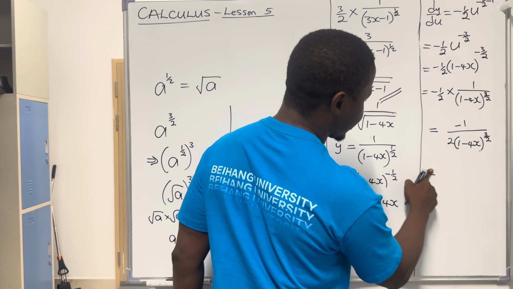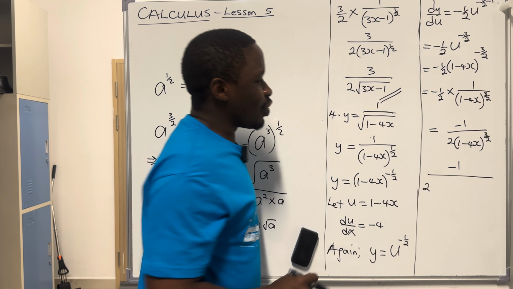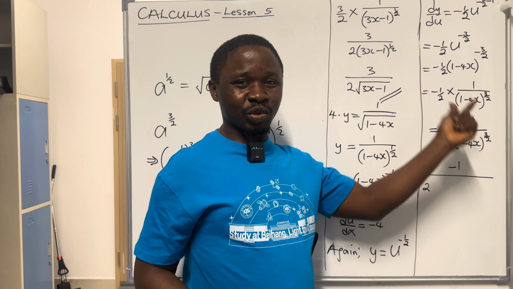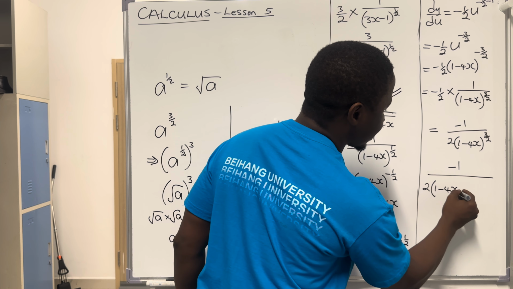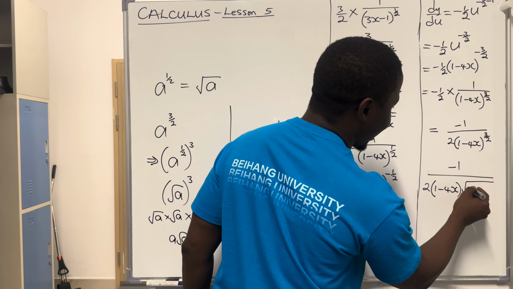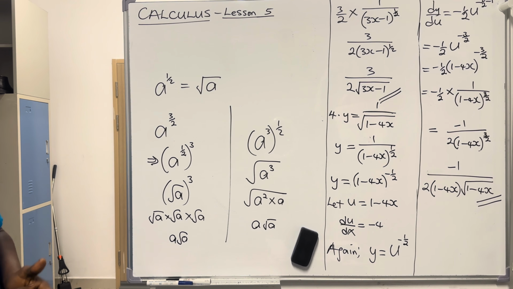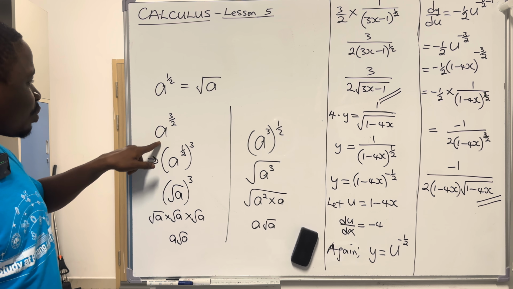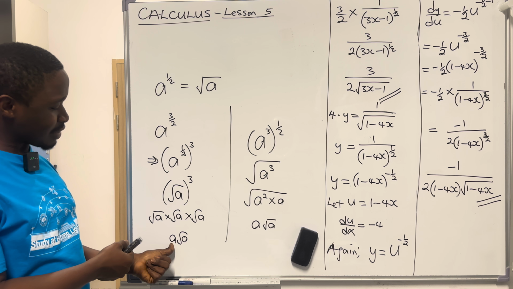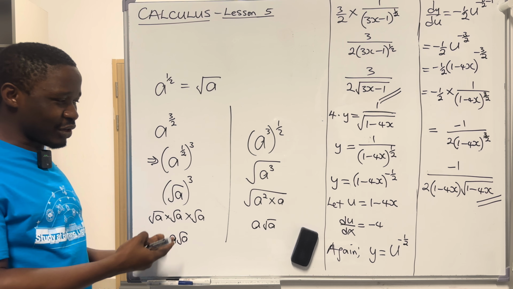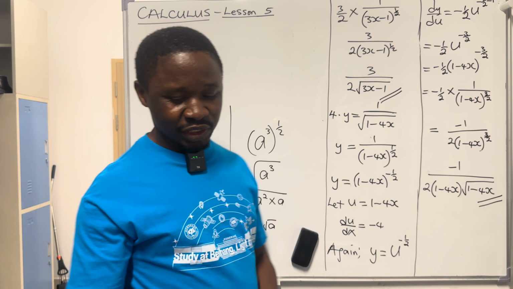So in that case, we say minus 1 over 2. So the bracket raised to 3 over 2, what do we say? The bracket 1 minus 4x, times the root of the same bracket 1 minus 4x. So this is actually what we have. You can see it here. Any value raised to power 3 over 2, finally in radicals is what? That value times the root of the same value. So this is all what we have.